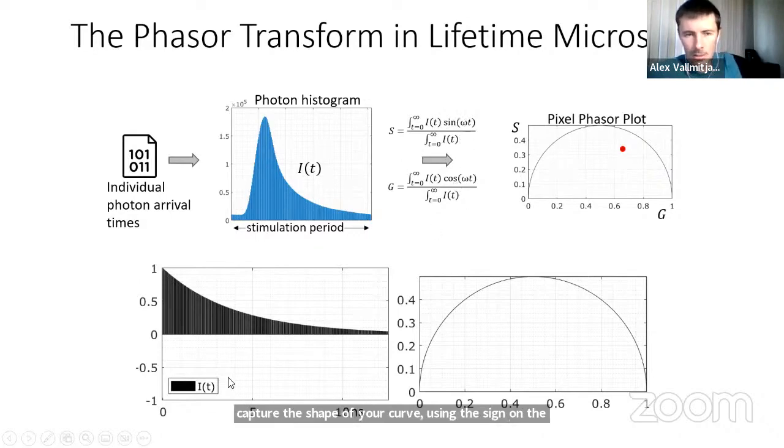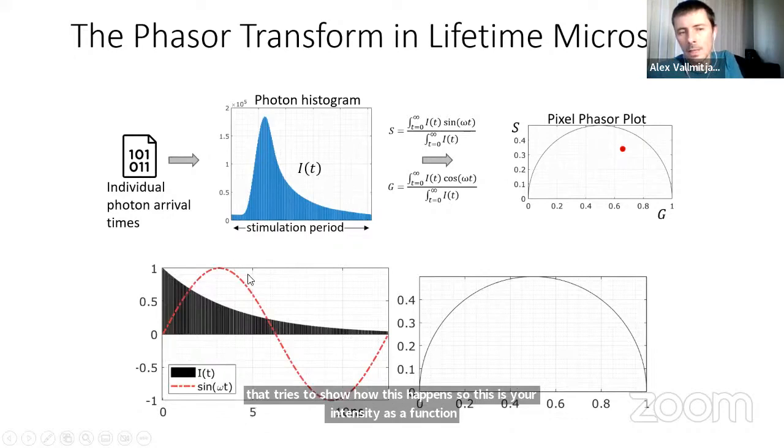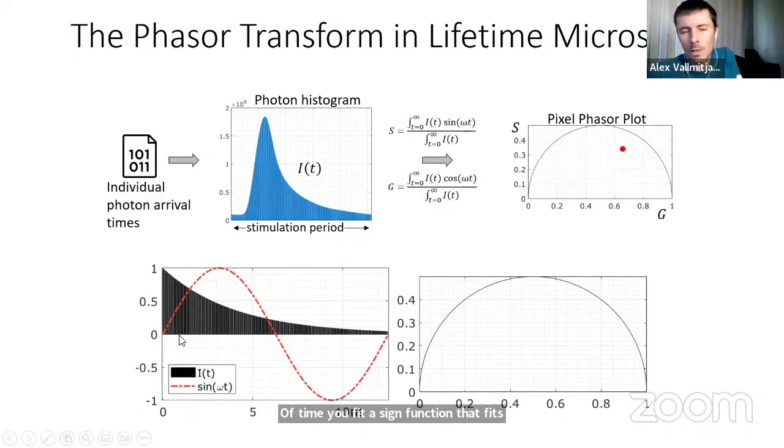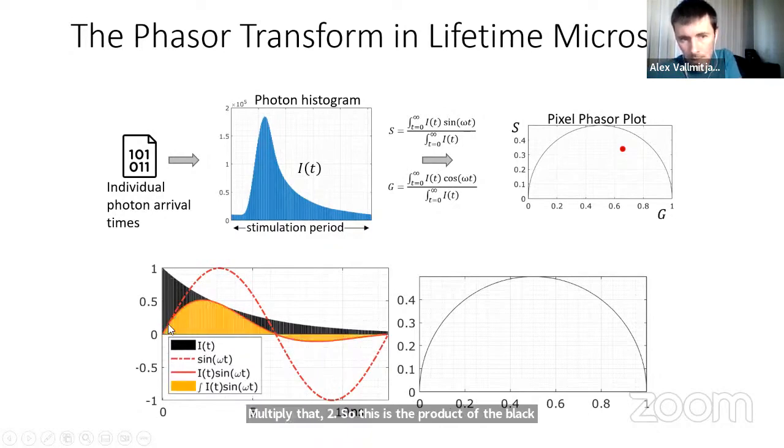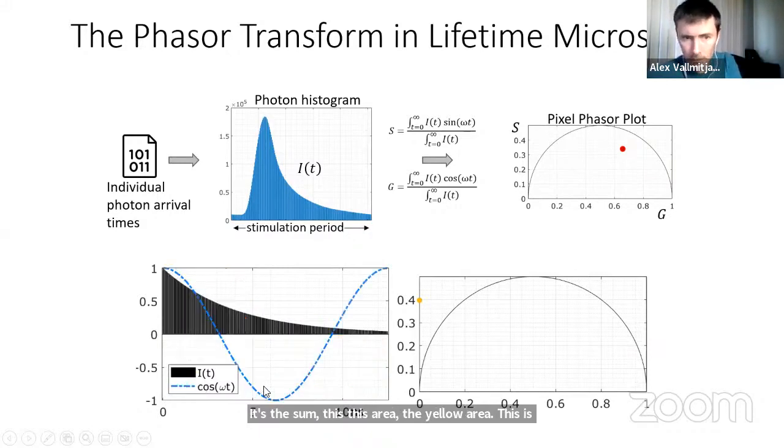And there's a little animation here that tries to show how this happens. So this is your intensity as a function of time. You fit a sine function that fits exactly in your period or your spectral window that you're measuring it with. You multiply the two, so this is the product of the black curve times the red dotted curve, and then you integrate. This is the numerator. So it's the product integrated over all the points. It's the sum, this yellow area. This is one number that gives you the vertical coordinate. You now do the same for the cosine.